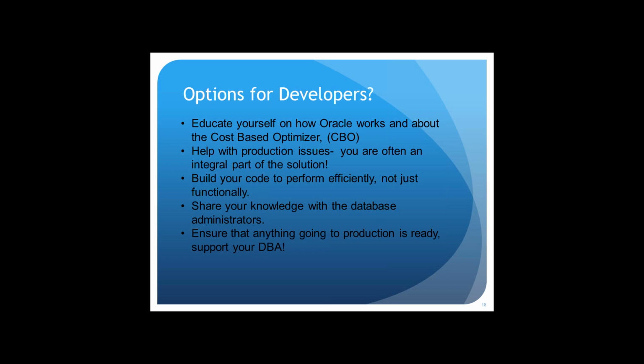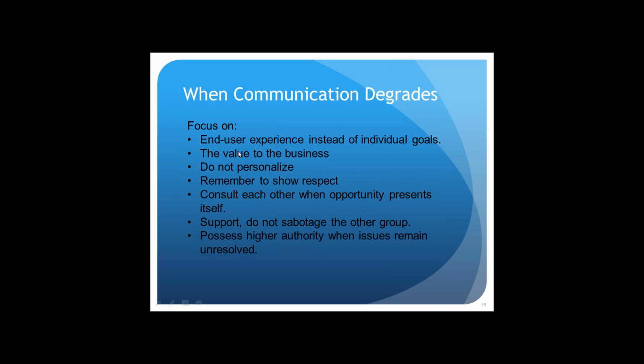And make sure anything going into production is ready. Support your DBA. If somebody's pushing on something to go to production and you as a developer know it should not, let your DBA know. Let them be the gatekeeper. Say, hey, I'm not in support of this right now. I'd like a little bit more time. Anything you can do, I'd appreciate it. They'll be glad to back you up because they don't want that in production.